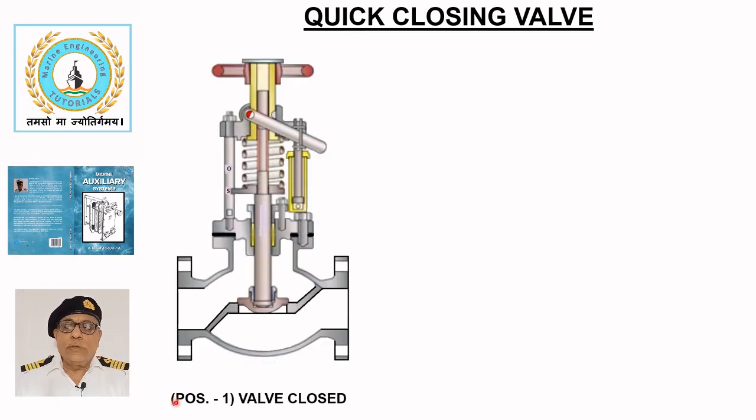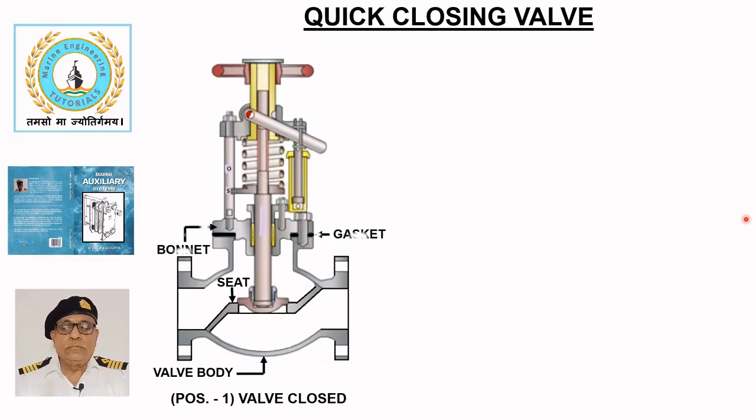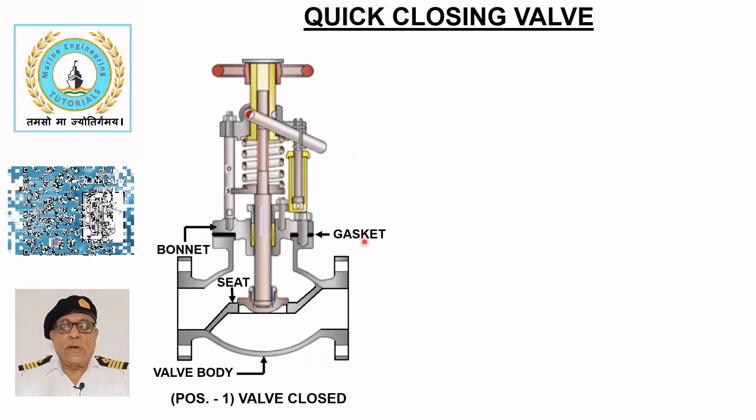Position 1 shows the quick closing valve in manually closed condition, where the tank contents are not in use. The valve is of the globe type with a bulbous body and a built-in seat. The bonnet is attached to the valve body using studs and nuts with a gasket between them to provide sealing.